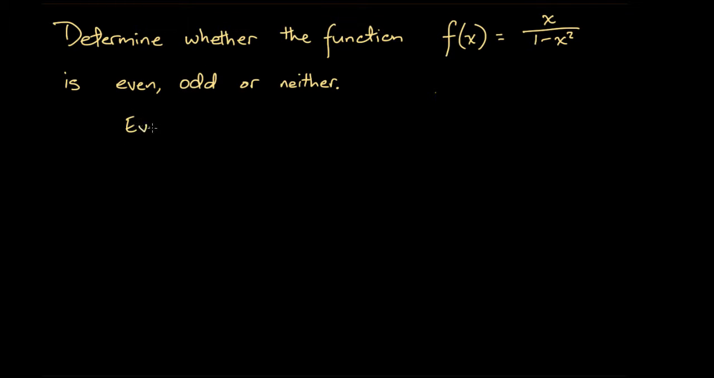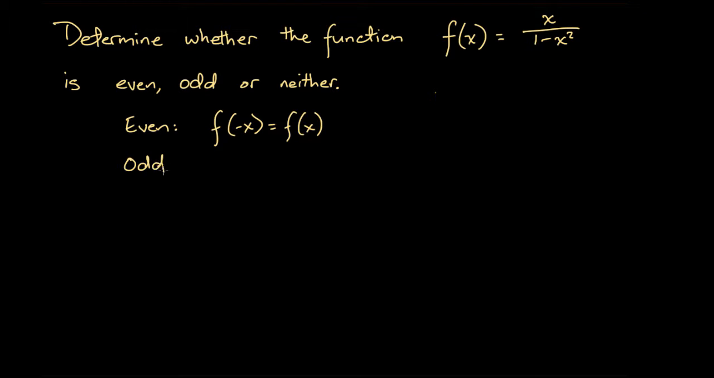So if we say that a function is even, what we mean is that f of negative x equals f of x. This means that if we replace x in this equation with negative x, if that equals the same as our original expression here, then the function is even.